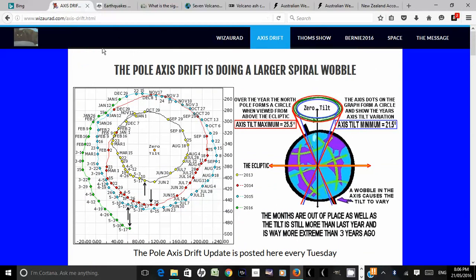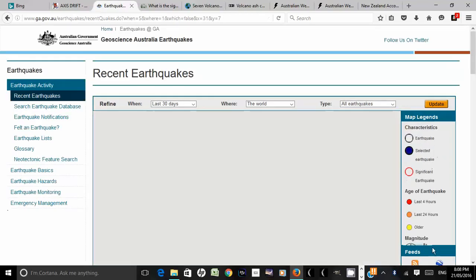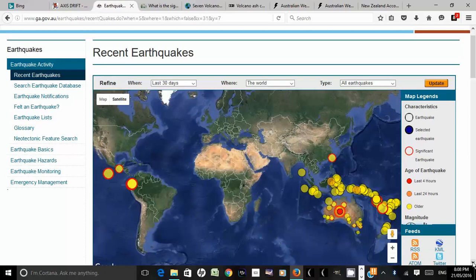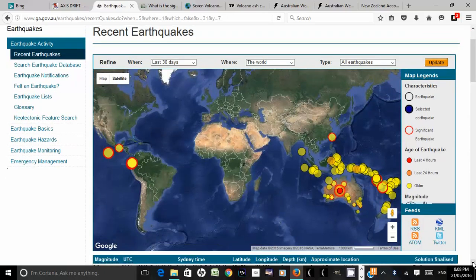Okay. The next thing for everyone to know is that here in Australia, we had the grand distinction last night of having the strongest earthquake ever on mainland Australia. Now, it might seem kind of weird to say that, but there it is there.